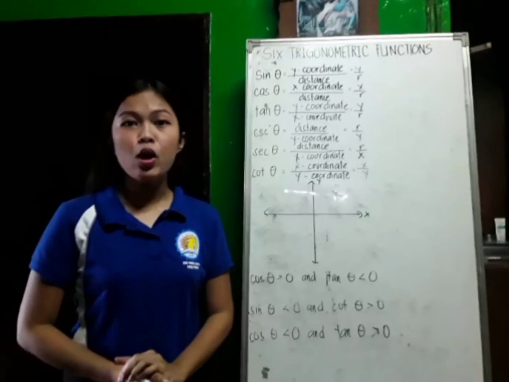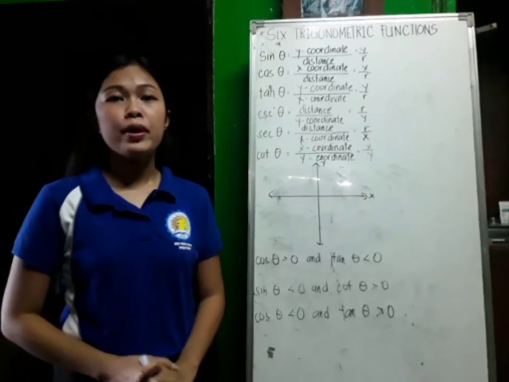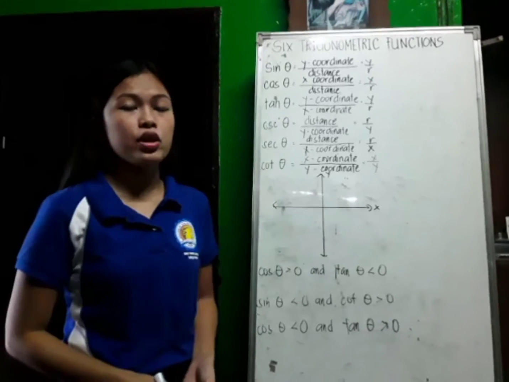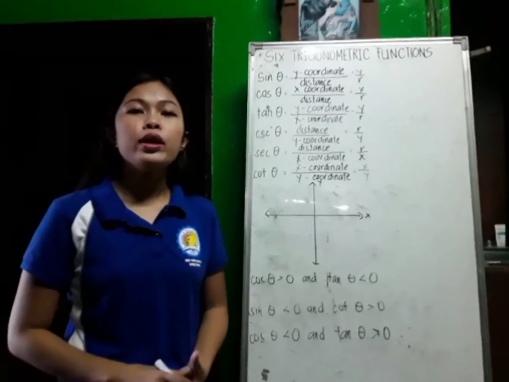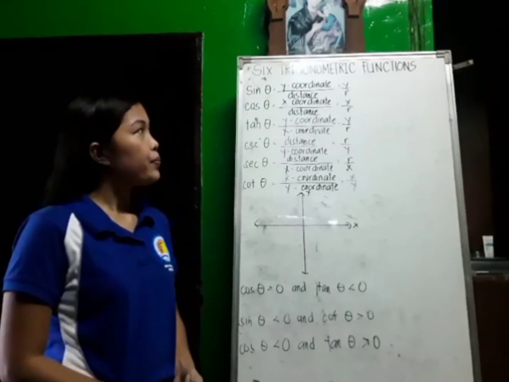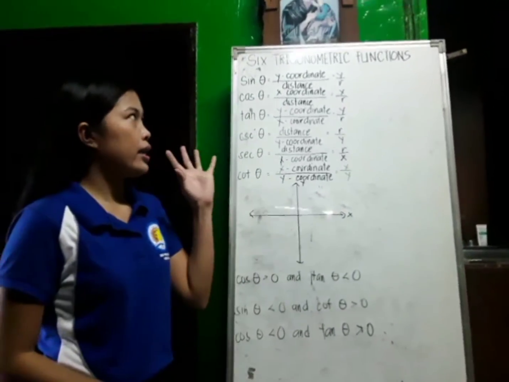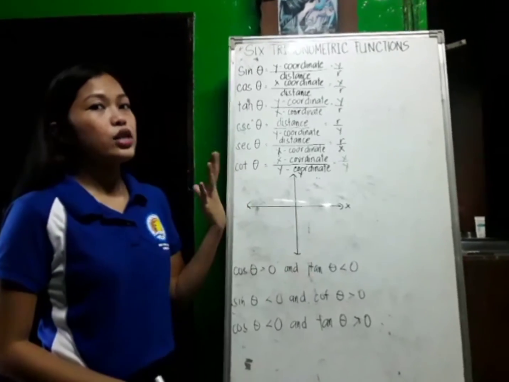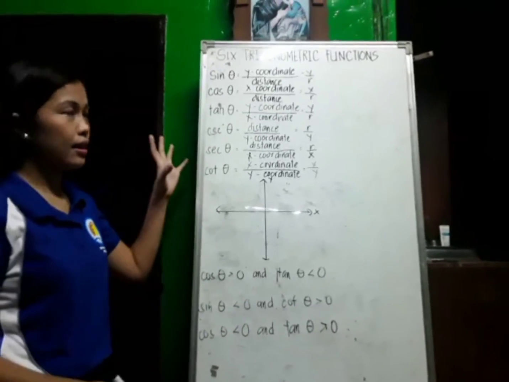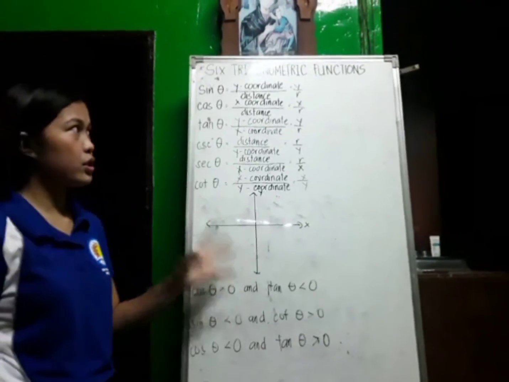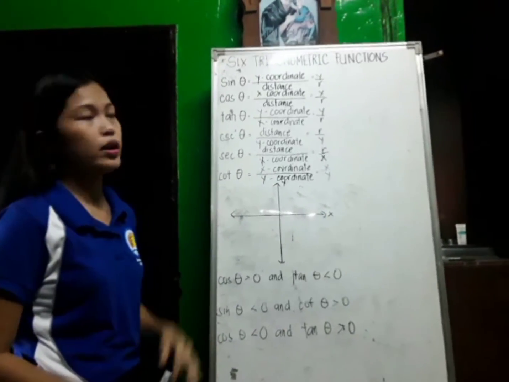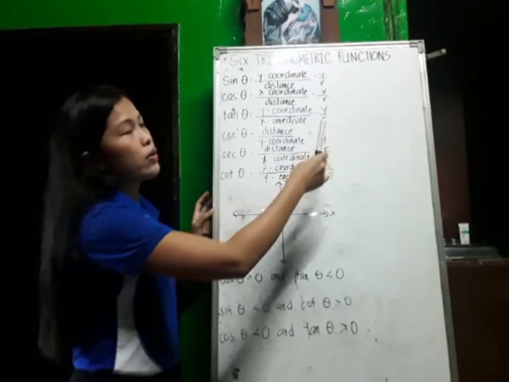Students, today I am going to discuss the six trigonometric functions, and we're going to determine the quadrant of the angle theta of the six trigonometric functions. First, we are going to define the six trigonometric functions of theta with the y coordinate, the x coordinate, and the distance or r. So sine theta is the y coordinate over the distance, or y over r. Cosine theta is the x coordinate over the distance, or x over r.